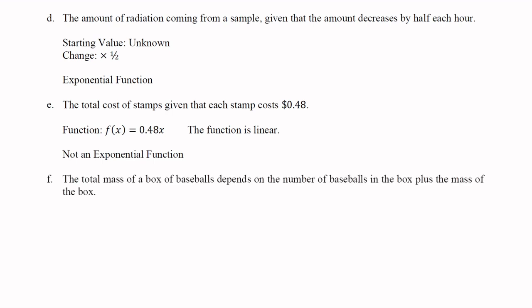The total mass of a box of baseballs depends on the number of baseballs in the box plus the mass of the box. We can write a function for this. We know that the starting value is the mass of the box, but we know that the change is going to be +1 for each baseball. So therefore, it is not exponential. It is linear.